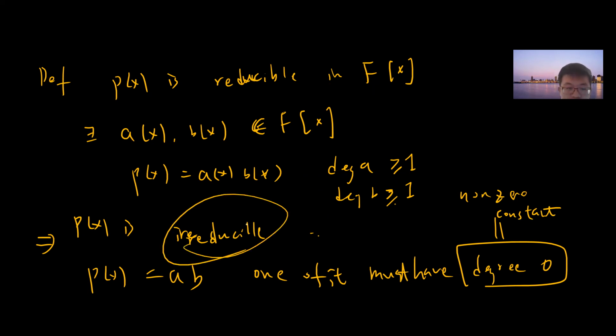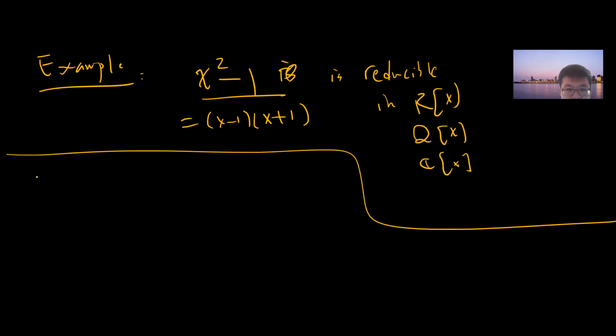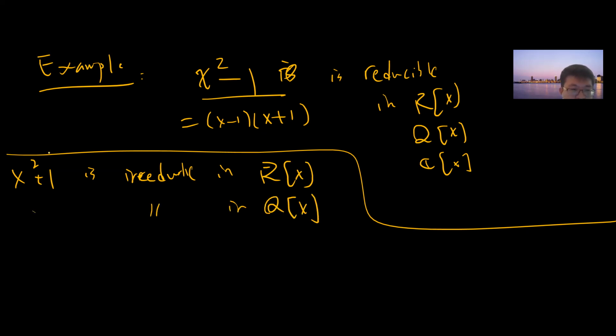Okay, so let's talk about examples. There are a lot of interesting examples here. For example, if I take x squared minus 1, which can be factored, that means x squared minus 1 is reducible in R, also in Q, also in C. But how about x squared plus 1? It is irreducible in R of X, because you cannot factor it in R of X, and it's also irreducible in Q of X, right? If you're talking about rationals, there's no rational root. But it is reducible in C of X.